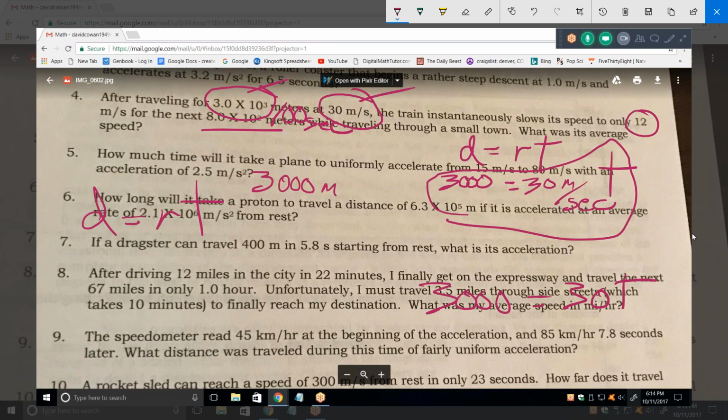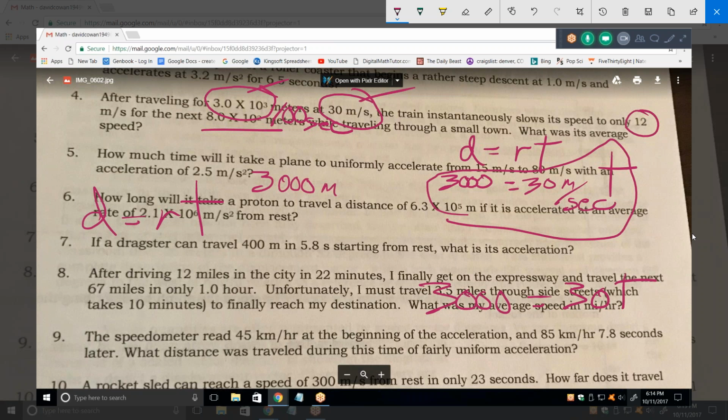We're looking at 4. Oh, we're doing 4. My bad. We're doing the second part of 4. In other words, this train is going 30 meters per second for 3,000 meters, and then it instantaneously slows down to 12 meters per second for 800 meters. So how many seconds did it go through town? That's what we have to figure out.